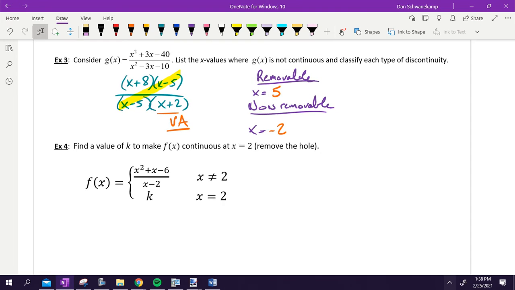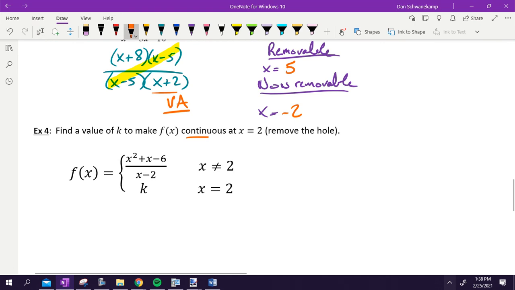Example 4 says, find a value of k to make f of x continuous at x equals 2. So we're trying to make this thing continuous. We've got some graph and then a value. In order to be continuous, what has to be true about my equation? What two things need to be true? They got to have value. We got to have a limit. What's got to be true about them? Equal.